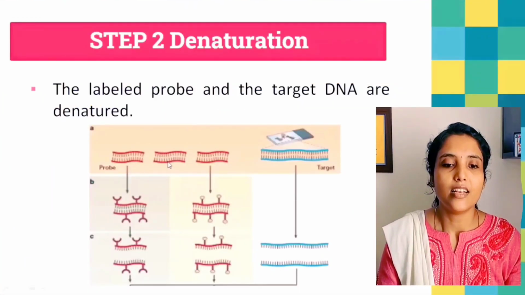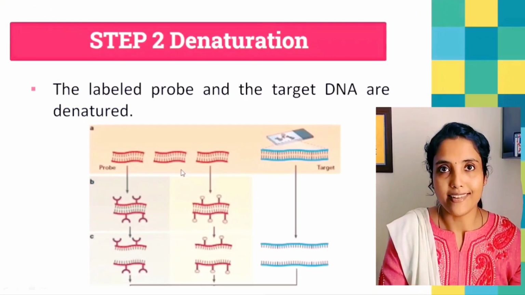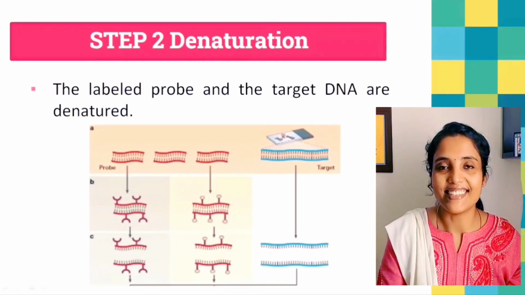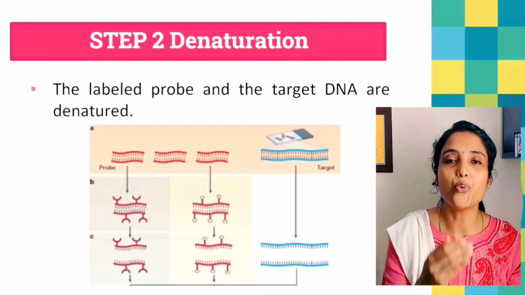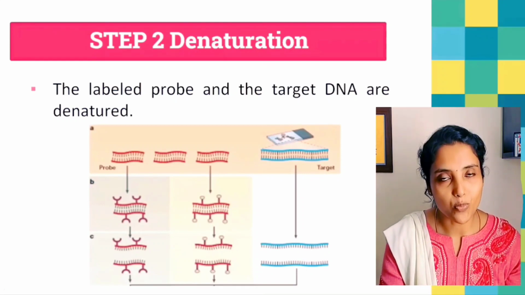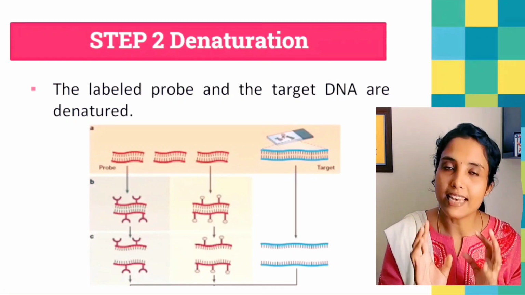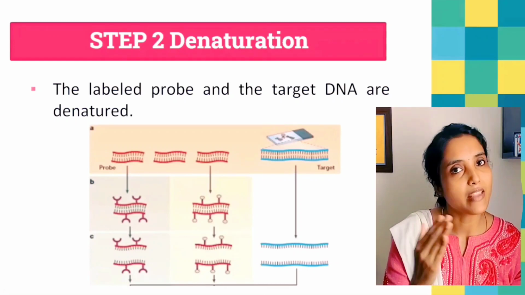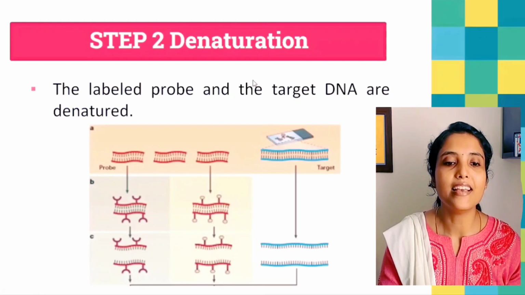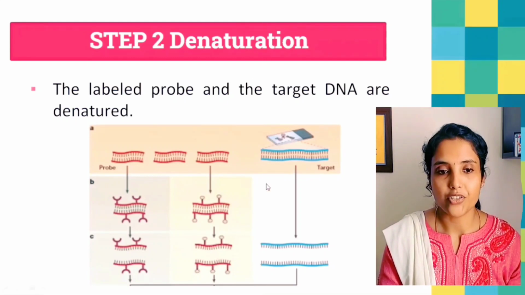So that was probe design. This is all before the hybridization step. I just explained what probes are, how probes are designed, and that there are two types of probes you can have based on the labeling that is done: direct labeling and indirect labeling. So step 2 is denaturation.